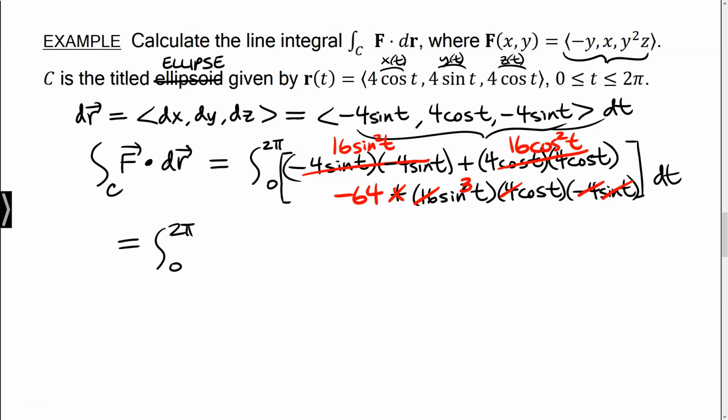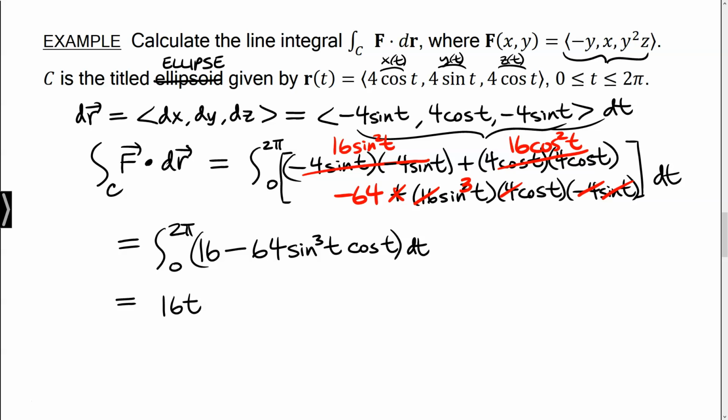Okay, so let's write that down. 16 minus 64 sine cubed cosine dt. Okay, so 16 integrates to 16t. And then the sine cubed, so there's a little u substitution here. If u is equal to sine, then du would be cosine t dt. So I'm not going to write this out, but it's just a straightforward u substitution. Just keep it in mind here.